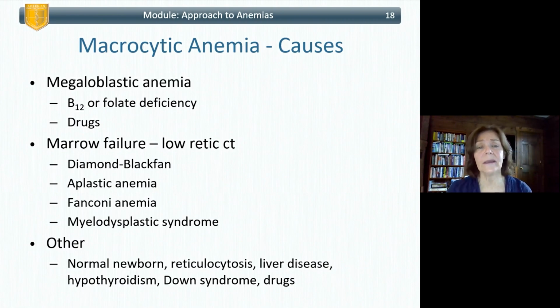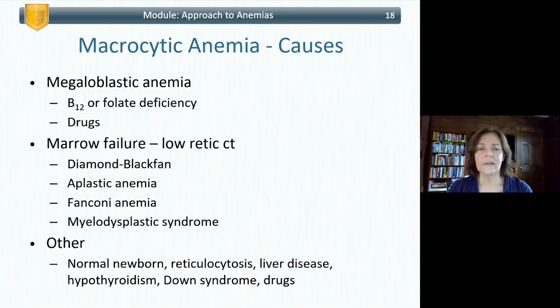Myelodysplastic syndrome is mostly seen in adults, but sometimes we can see in children this condition where the bone marrow can't appropriately make red blood cells, white blood cells, or platelets. And sometimes the first cell line that's down is the red blood cell. These are often seen in syndromes.